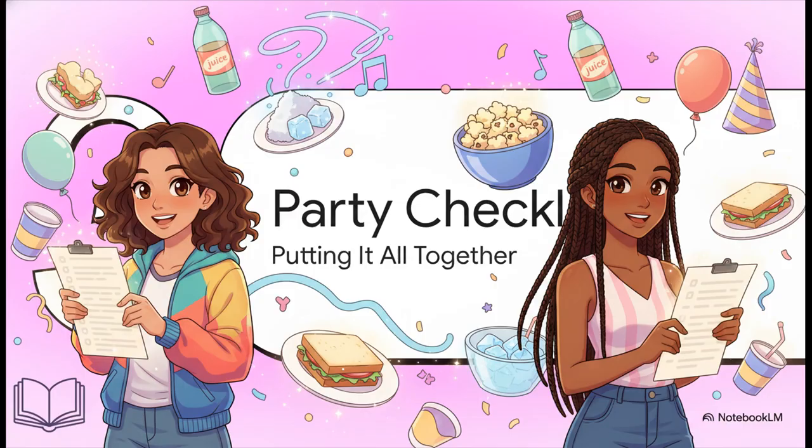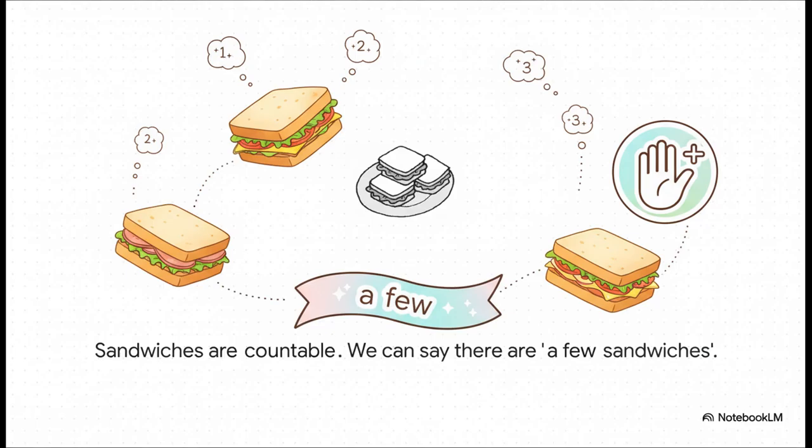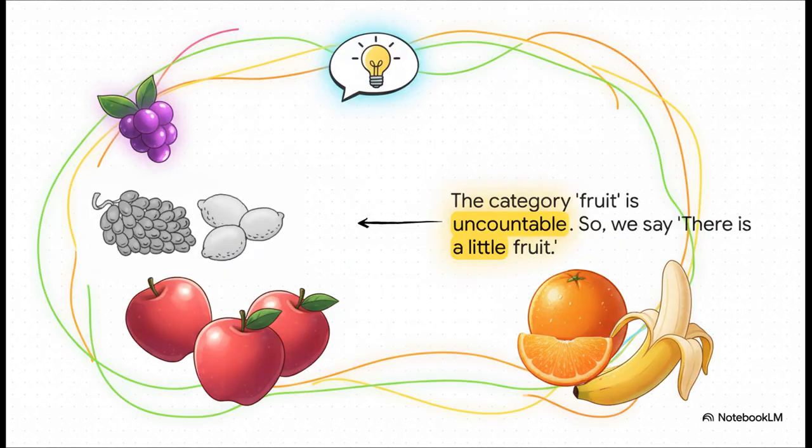All right, enough with the theory. Let's put this stuff into practice. We're heading back to Kate and Jenny's party, and we're going to build the ultimate grammar-approved party checklist. Let's see what's on the menu. First up, sandwiches. Can we count them? Yep. 1, 2, 3. Easy. So they're countable. And since we only see a couple, we'd say we have a few sandwiches. Check. Okay, next on the list is fruit.